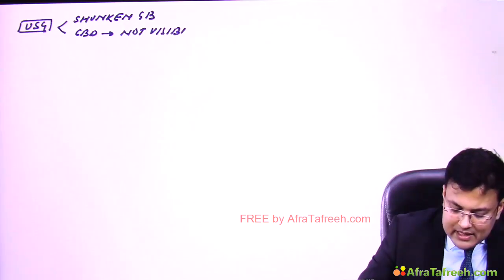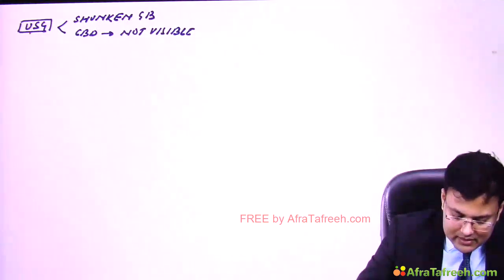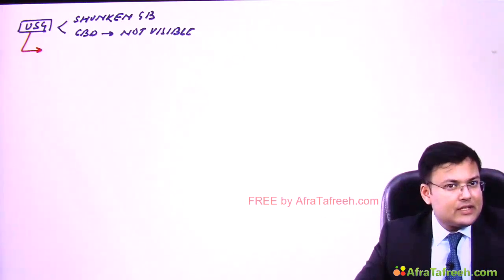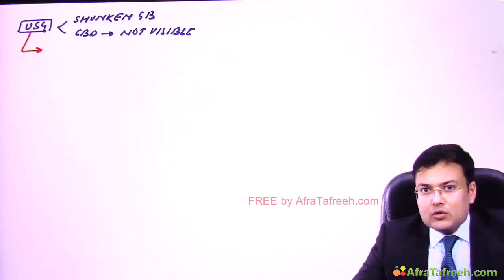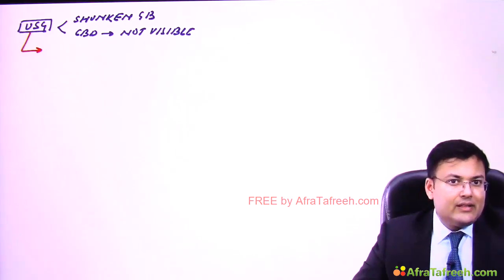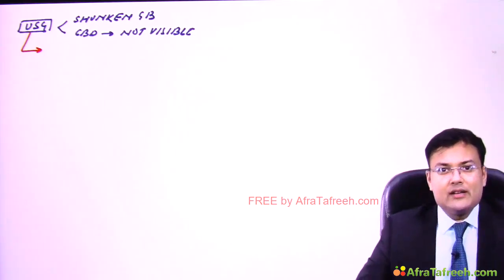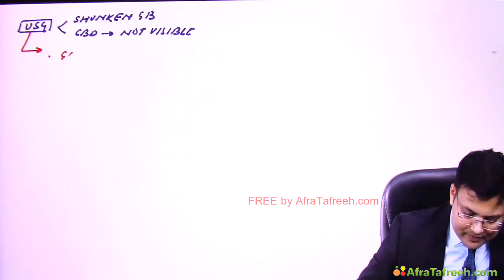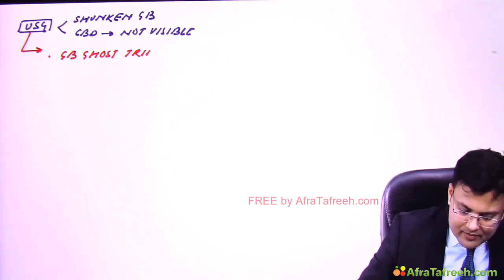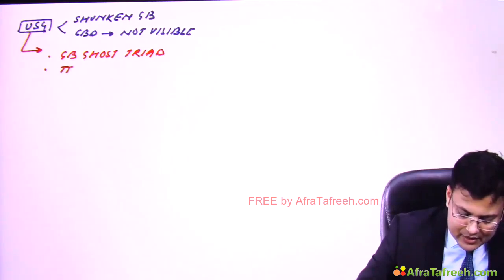In exams, they are asking certain signs which are seen on ultrasound. First, there is the gallbladder ghost triad, and second, there is the triangle cord sign. So what are the signs? Gallbladder ghost triad, and presence of triangle cord sign.